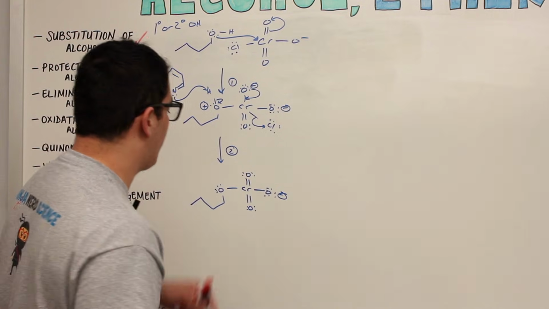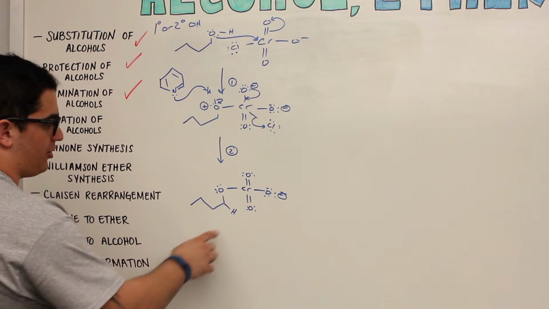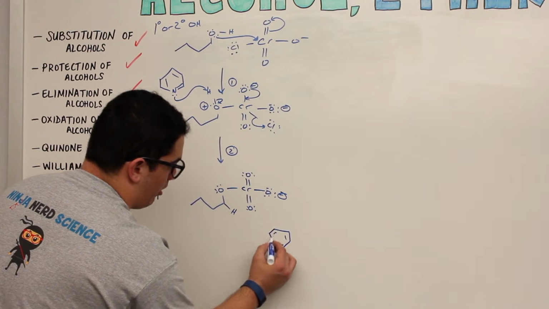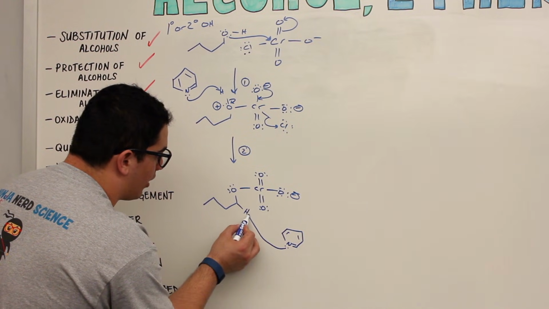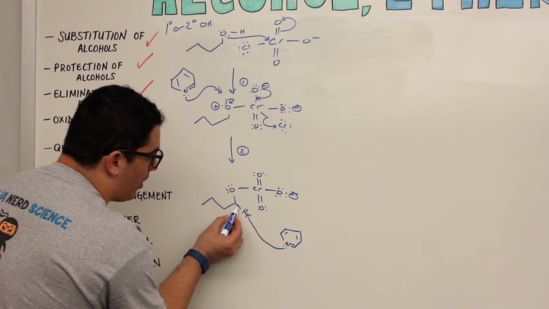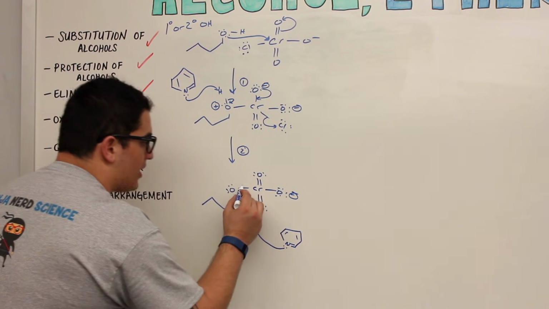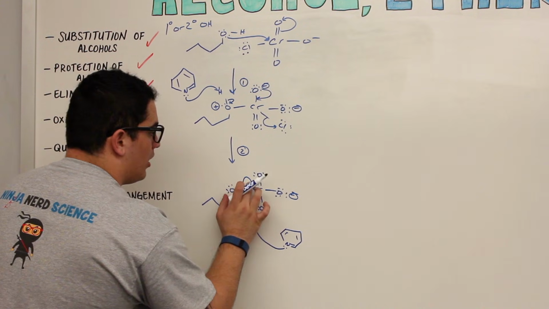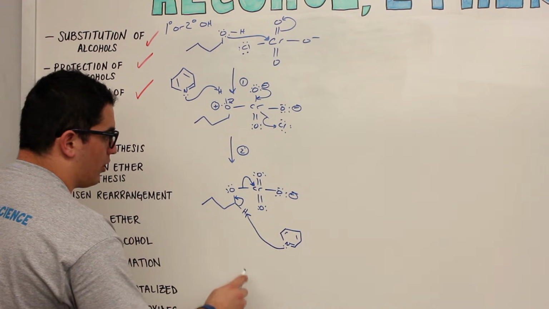Now what happens? Over here, I have a hydrogen just hanging out right there. Guess who's back again? The pyridine. So what does pyridine do? Pyridine comes in here and attacks that hydrogen. When he attacks that hydrogen, this bond right here flips to form a double bond. And then when that happens, this bond between the oxygen and the chromium breaks off. And when that breaks off, look what we get here.